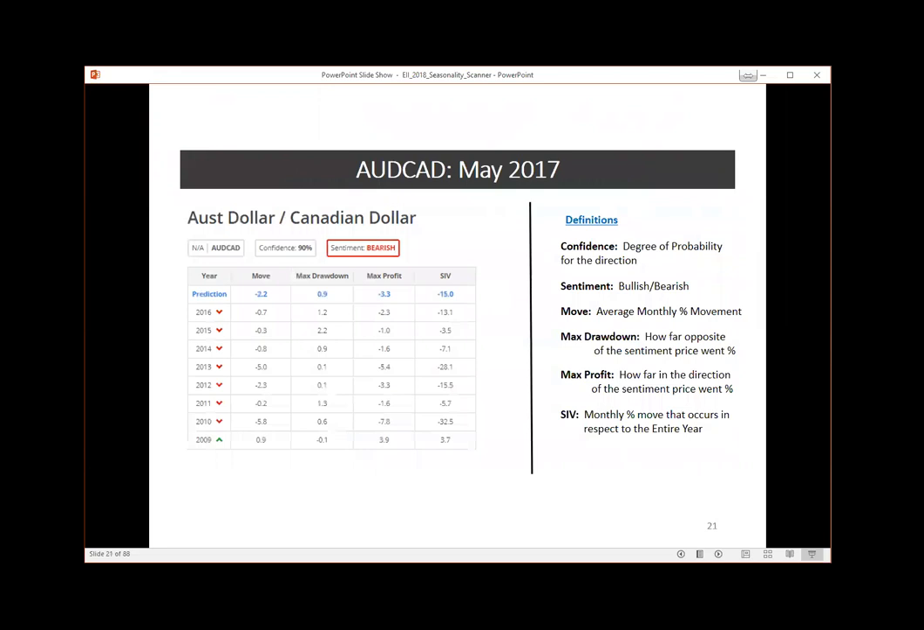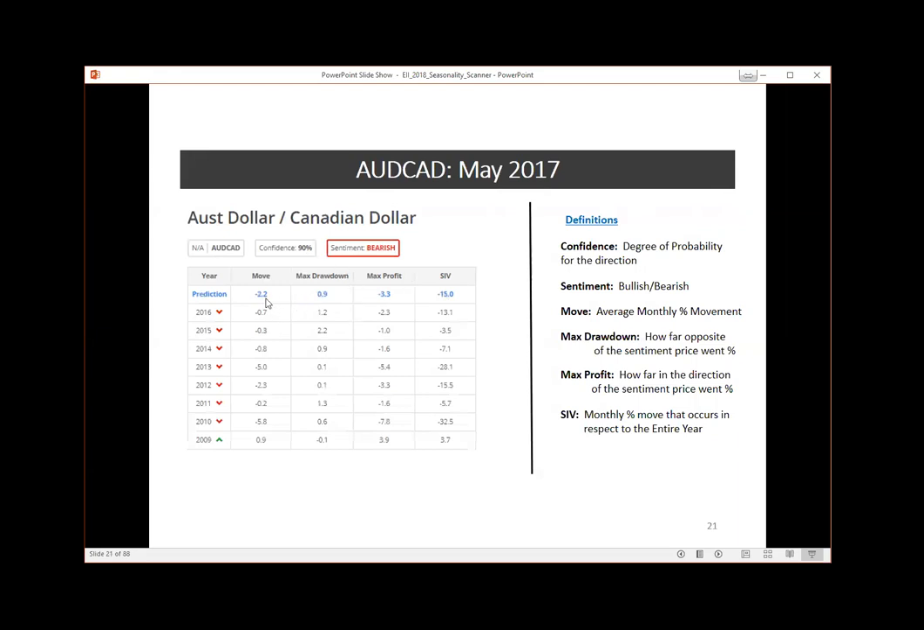A lot of people don't use seasonality for currencies. Well, guess what? Here's one here. This is the same one we presented at the Toronto Money Show here. This is Australian CAD, May of 2017. This had a confidence value of 90%, SIV value of net of 15. So this fits our criteria right here.